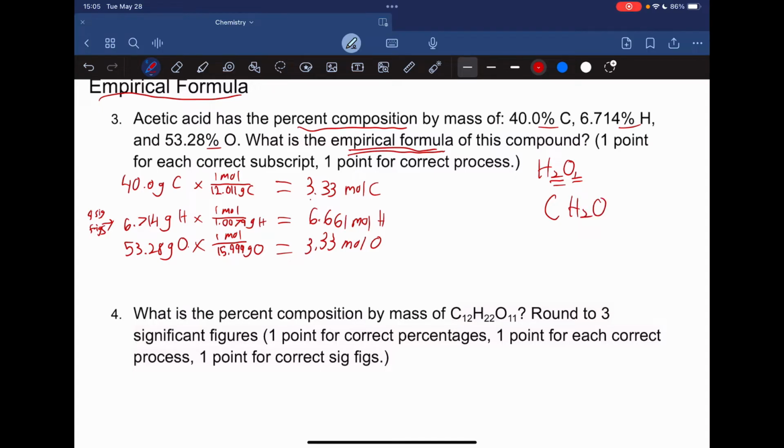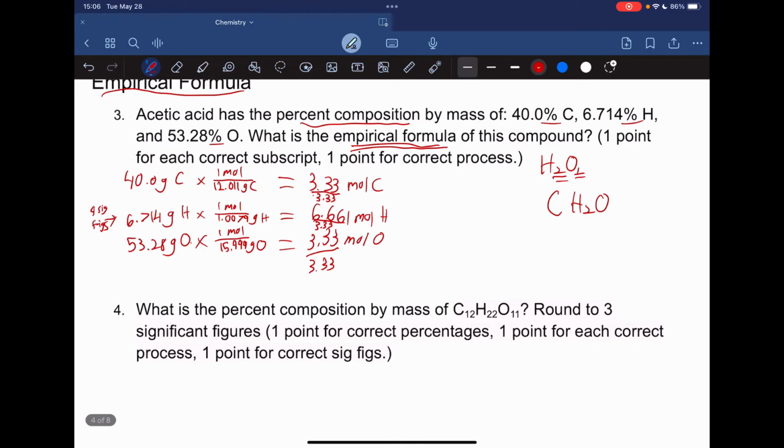But the method for how you figure that out is you divide all of them by the smallest number. The smallest number is 3.33. So we're going to divide all of these by 3.33. And what we're going to get is that this is equal to 1, this is equal to approximately 2, and this is equal to 1. So the coefficient for carbon is 1, hydrogen is 2, and oxygen is 1. So in the end, this is the empirical formula. So that's problem number 3.